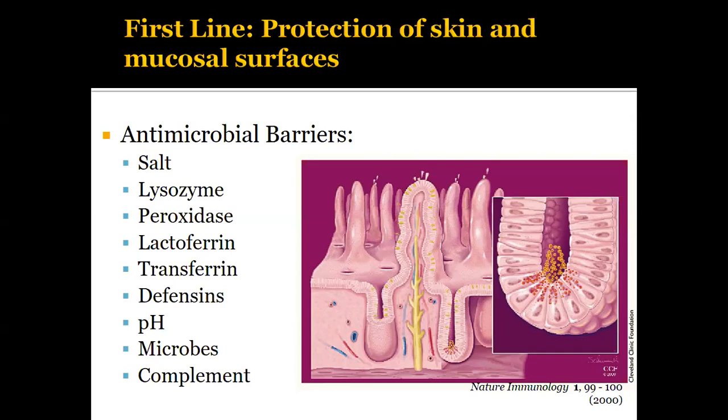Okay? You also have defensins. These are basically little cationic peptides that punch holes in the cell walls of bacteria. We can regulate pH. We also have microbes, which we'll talk about here in just a little bit, that are resident, part of our normal flora. And these help protect us. And then we have complement protein, which we'll talk about a little bit later. All of these help with that kind of first line of defense.